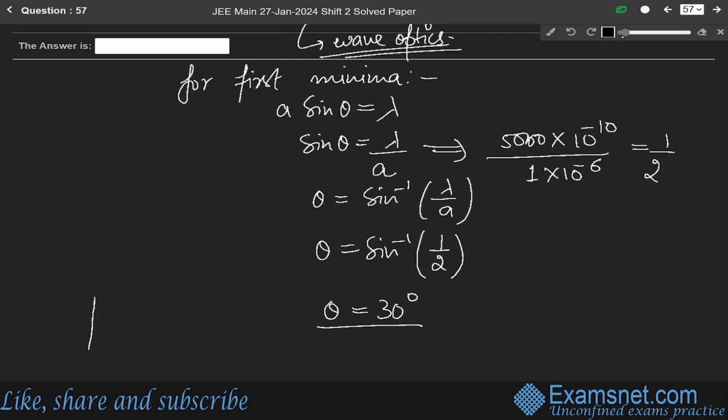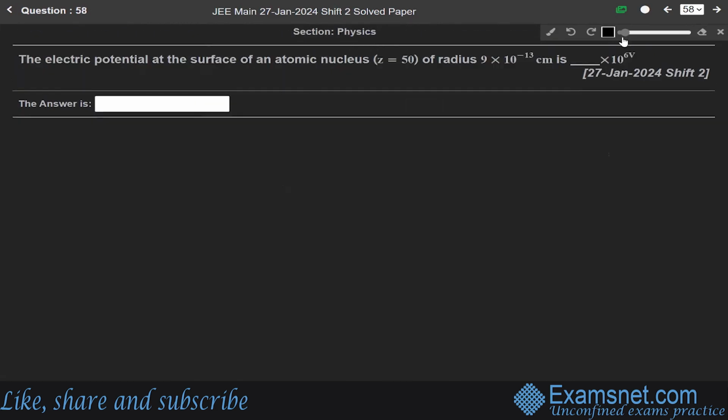Okay, now next question 58. The electric potential at the surface of an atomic nucleus with Z equals 50 and radius 9 into 10 to the power minus 13 centimeter is, we have to find the electric potential. This question is from the chapter of atomic and nuclei physics.